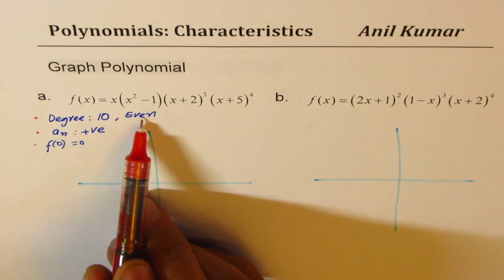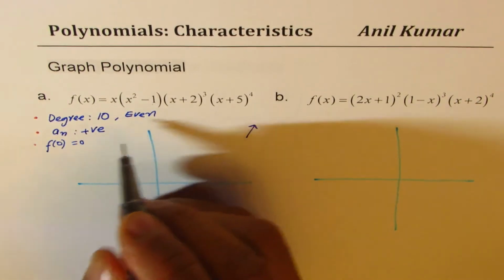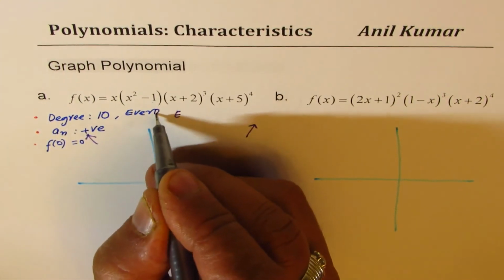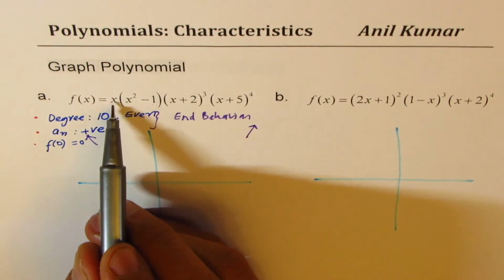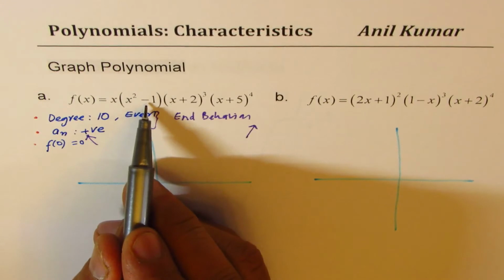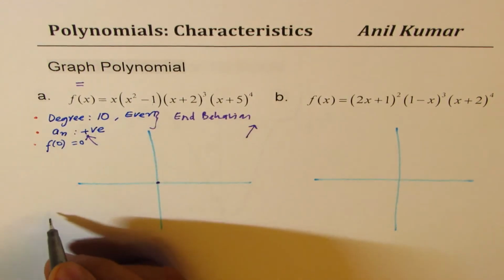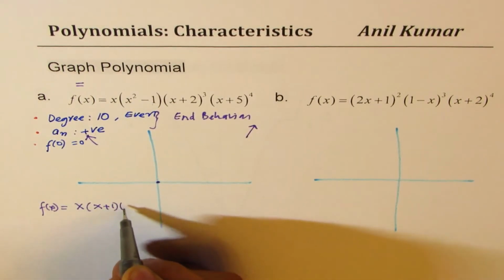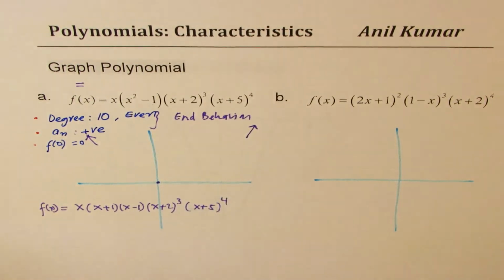Okay. So 10 means even, and positive means right side up. So we know the end behavior: right side up, and even means both ends on the same side. Do you see that? So from these two, we actually get the end behavior. Now we'll sketch. So this zero is at 0. Now x squared minus 1, that's the tricky part. So what we'll do is rewrite this function. We'll say f of x is equal to x times, factored out, (x plus 1) times (x minus 1), and then we have (x plus 2) cubed and (x plus 5) to the power of 4. That should help. So we have a zero at 0.